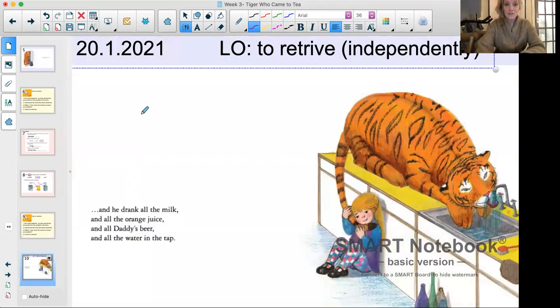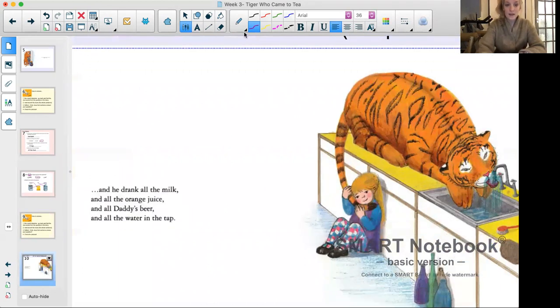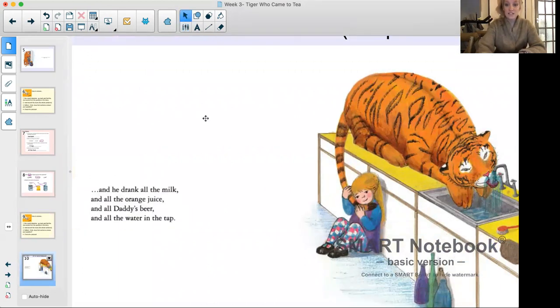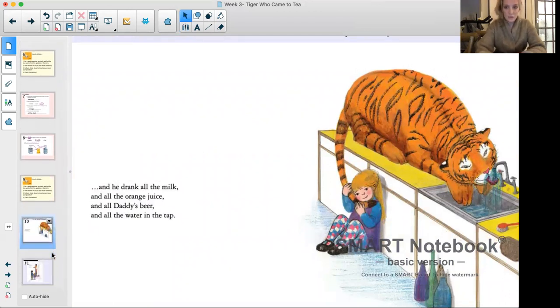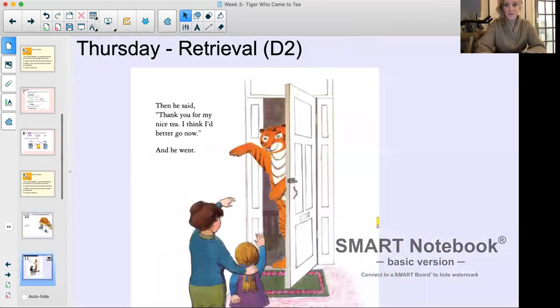All right, so now we're looking on to retrieve, but a bit more independently. So I'm going to let you pause the video. And I want you to have a go at reading the next 2 pages independently. And then when you come back, I'll have a go at reading them with you. So you can pause this page. And welcome back.